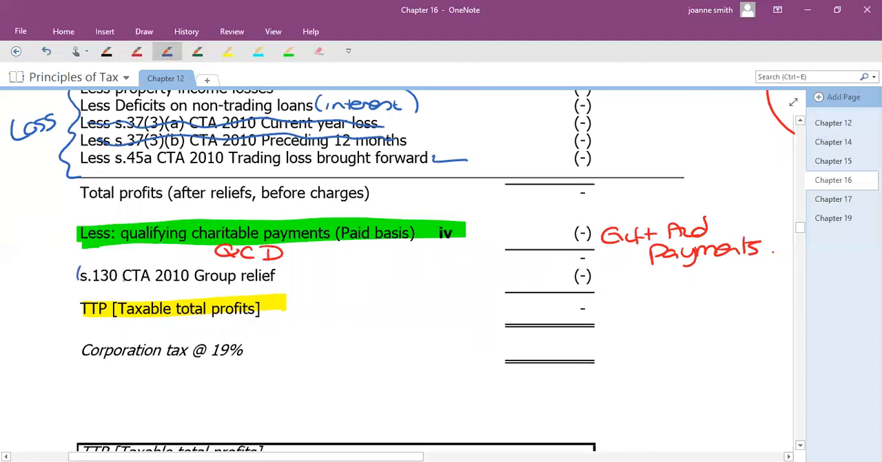And then you can cross out the group relief. All right, we don't need to have the group relief in. It's not examined at this level. This is something you'd do at higher level for advanced tax.